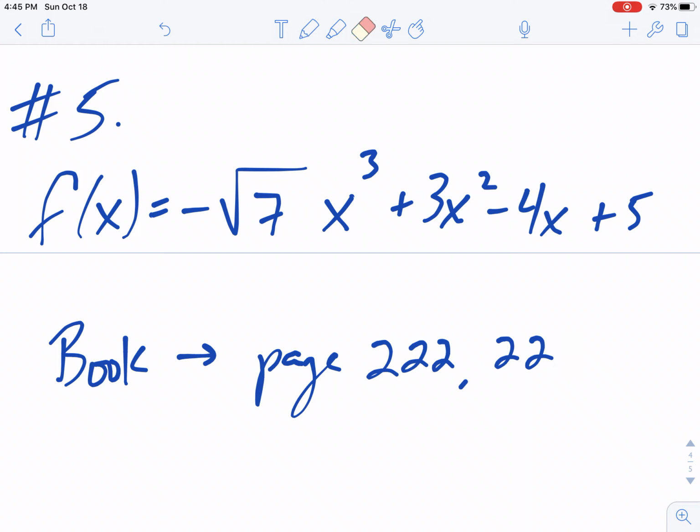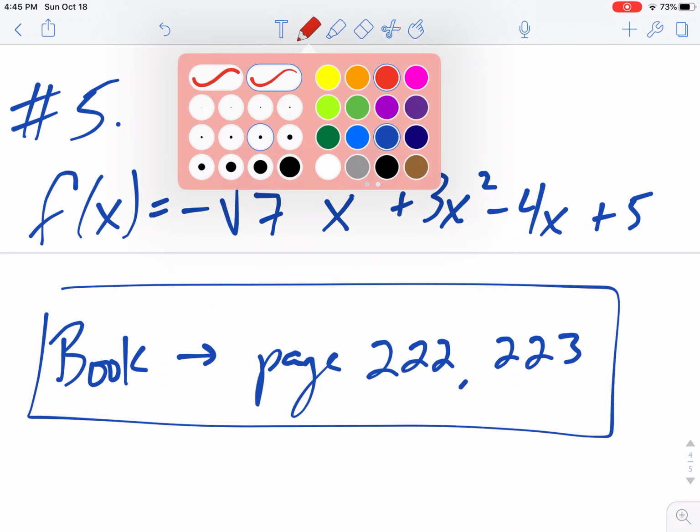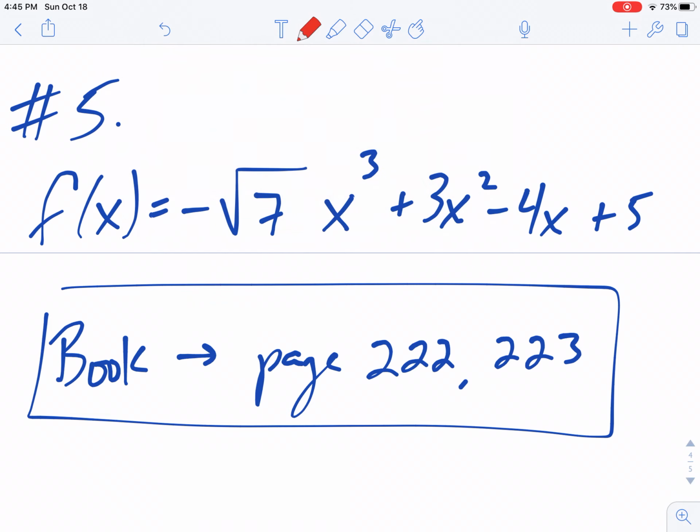This is not something I would try to memorize because you can always look it up, or you can use a graphing calculator to type this in and see what it looks like. If you take a minute to look at pages 222 and 223, you'll see that they have two parts to this. They have it for even degree and odd degree functions.